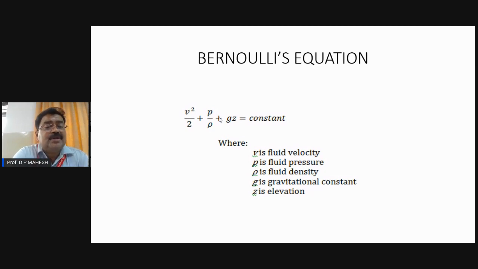V square by 2g, that is called velocity head or the kinetic energy. P by rho g, that is called potential energy. Whereas Z, that is called datum head or datum energy. And when all this is put together, that is called the total head or the total energy, which is constant. For any given section, the energy is always constant.